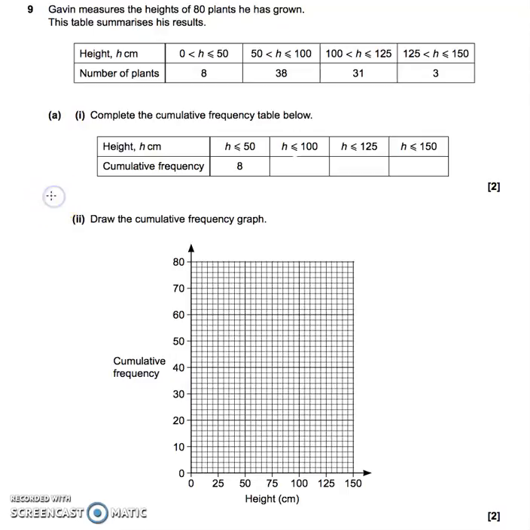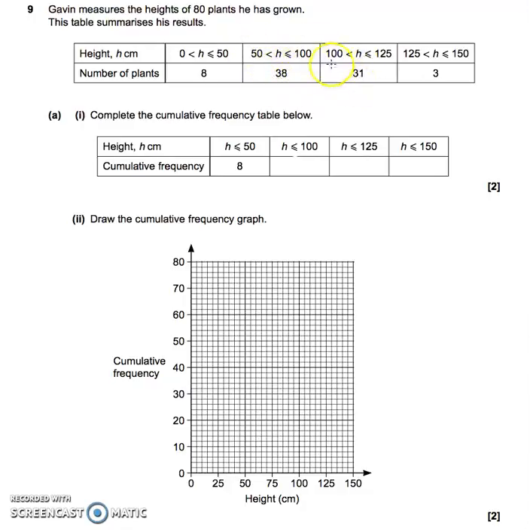Okay, question number 9 is about Gavin and the heights of 80 plants that he's grown. You've been given a table that summarises the heights of the plants. So you've got 8 plants that are between 0 and 50 centimetres in height, and that is including any plant that is exactly 50 centimetres. If it's any more than 50 centimetres, then we're going to be looking at putting that plant in the next category. This is group data.